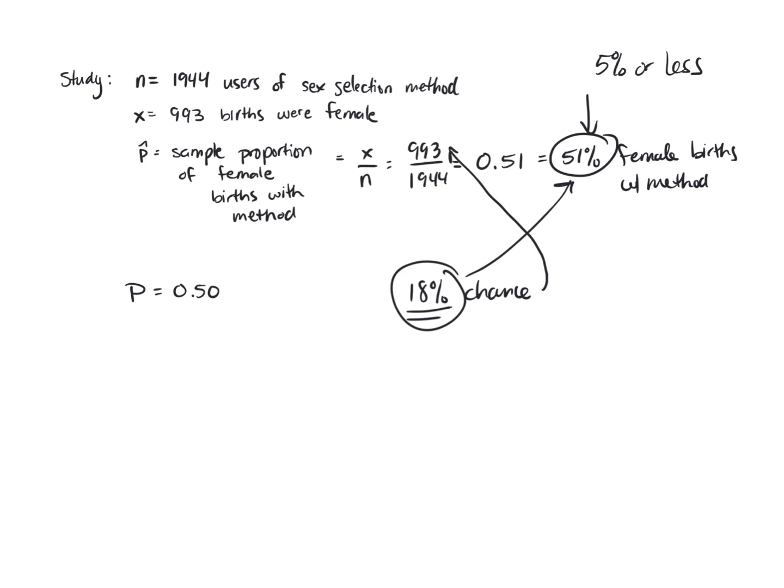So that is why in this particular problem, we would say that not many couples would use this method, because the results show that it will only increase your chances from 50% to 51%. So, increasing your chances by 1% doesn't really seem very practical for someone to pay money to participate in this sex selection method, assuming they really want a female baby, if their chances of getting that female is only 51%.